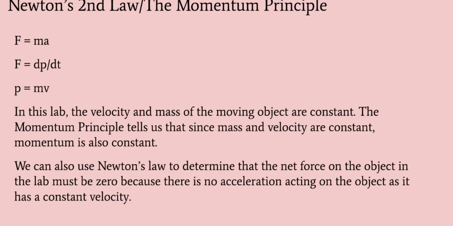So Newton's second law and the momentum principle, there are three formulas. The force equals mass times acceleration, force equals change of momentum over change in time, and then momentum equals mass times velocity. And then in this lab, the velocity and mass of the moving object are constant, and therefore the momentum principle tells us that since mass and velocity are constant, momentum is also constant. And then we can also use Newton's law to determine that the net force on the object in the lab must be zero because there's no acceleration acting on the object.